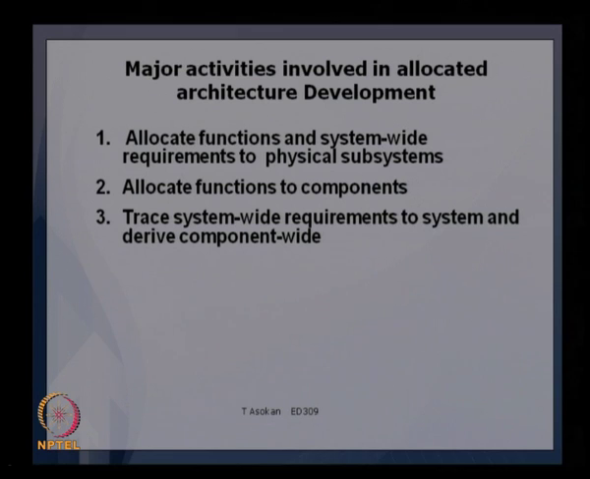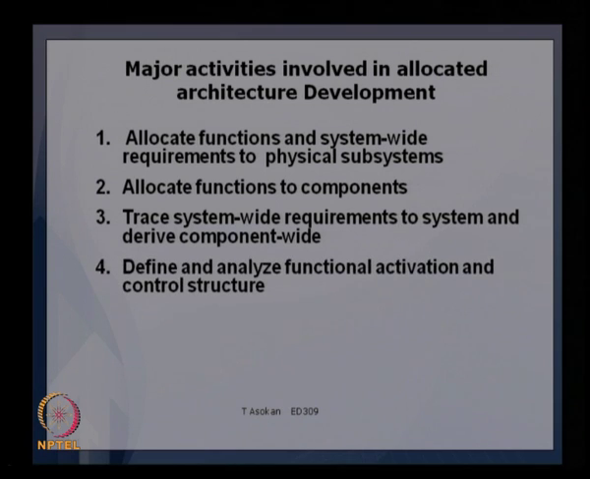So, not only to the system, we can easily identify the system wide requirement and say it is provided, but we need to identify which component is actually providing this requirement. That is the tracing of system wide requirements to system and derived component wide traces. The next one is define and analyze functional activation and control structure.